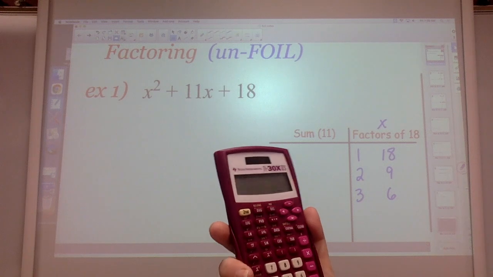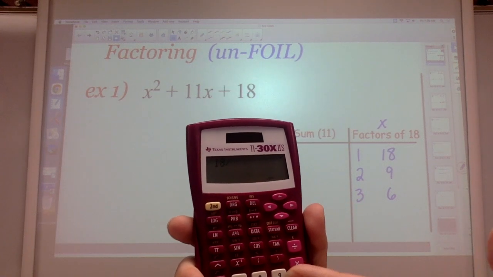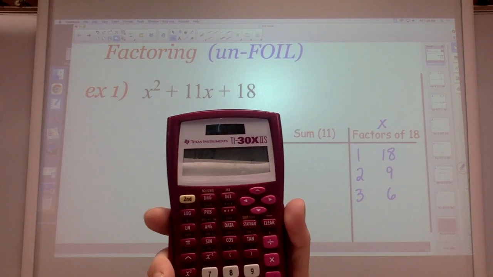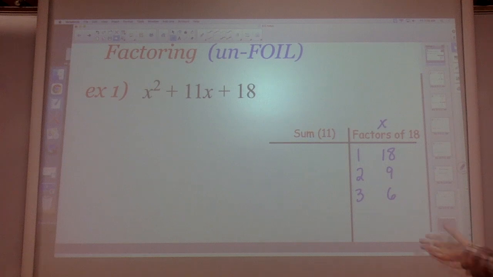Take 18 and divide it by 2. Then divide it by 3. Then divide it by 4. Then divide it by 5. And see which one works. If it's a whole number, write them down. 4 doesn't work, 5 doesn't work, and then we're back to 6.